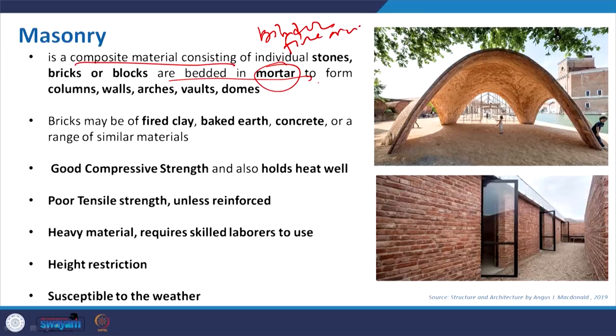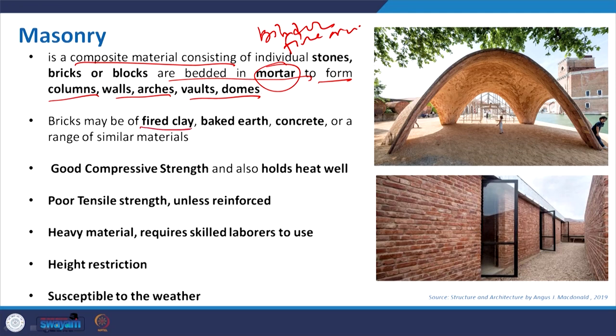If it is lime mortar, lime is used instead of cement. Earlier, the cement was not there in the picture. To form the columns, walls, arches, domes, and up to the Romanesque and other age architecture, extensive use of masonry was there.